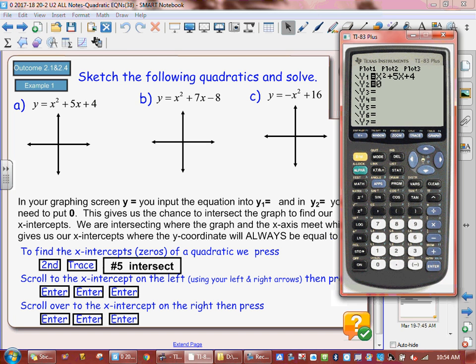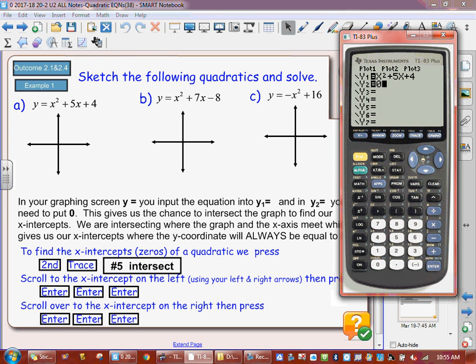Okay? So whenever we want to find an x-intercept, we're going to be graphing and doing an intersection. But to intersect something, you need 2 graphs. That means you need 2 things, in y1 and y2. If you only have y1 filled out and you're looking to solve something, it's going to say error, because you need 2 graphs in order to solve it.